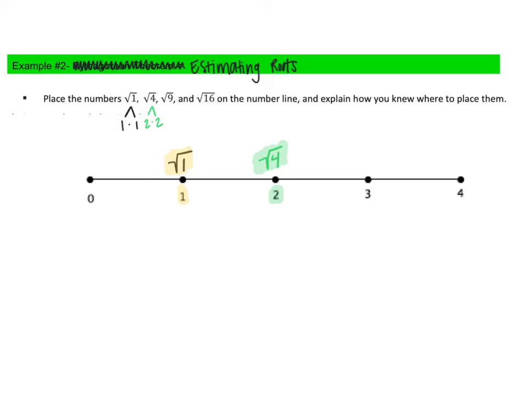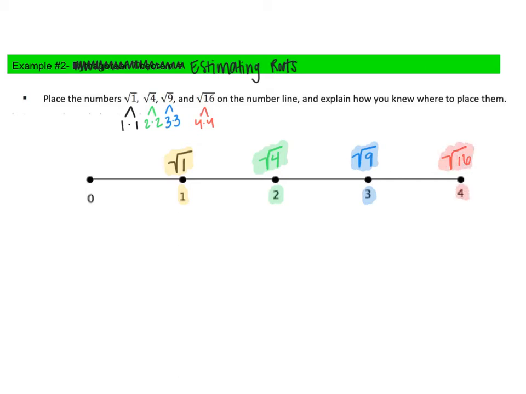Next, we're going to do the square root of 9. Well, square root of 9 is 3, because 3 times 3 equals 9. And lastly, right here, we have the square root of 16. We know that 4 times 4 equals 16. So we can write this above our 4. Square root of 16 is equivalent to 4, because 4 times 4 equals 16.